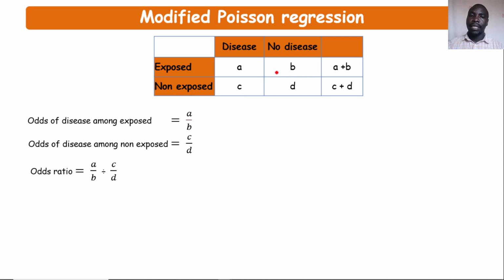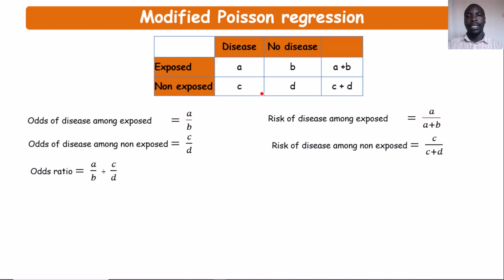But still in this same table, you can calculate the risk of disease among the exposed, where you get those who got disease over the total people who are exposed. That's the risk of getting a disease among the exposed, but you can also calculate the risk of getting disease among the non-exposed. Okay, that is now C over the total number of the non-exposed. And then you calculate a risk ratio, where you get risk among exposed divided by risk among the non-exposed.